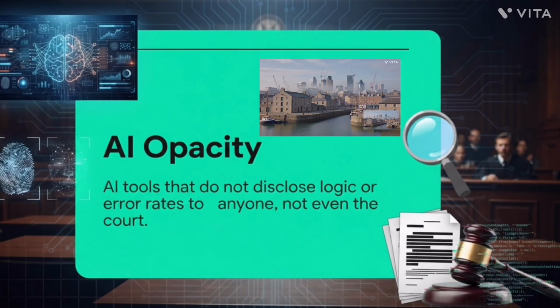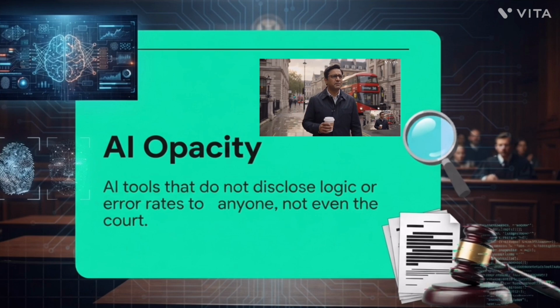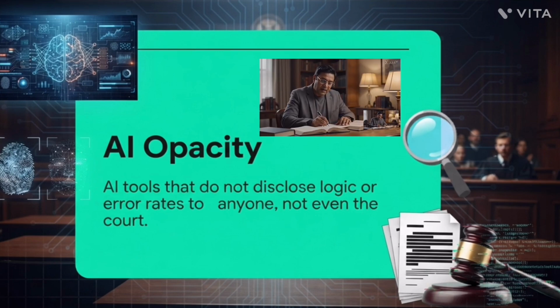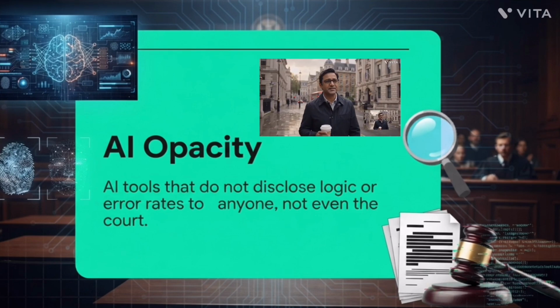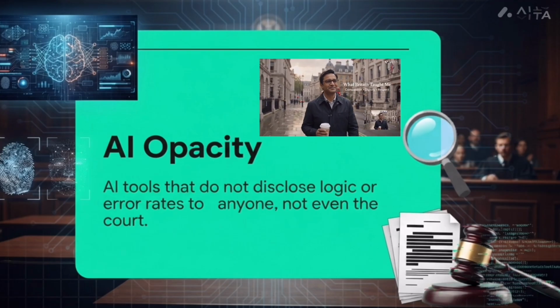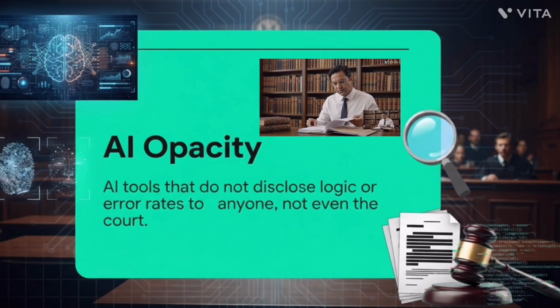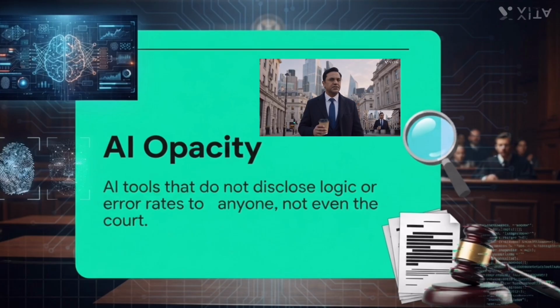Enter AI opacity. Investigators are increasingly using artificial intelligence tools, things like facial recognition and voice matching. The big problem here? These tools operate as total black boxes. They do not disclose the logic they use to make a match, and they don't share their error rates with anyone, not the defense and not even the judge. We are essentially allowing an unexplainable algorithm to act as an unquestionable judge.